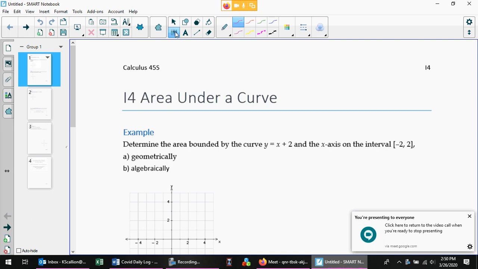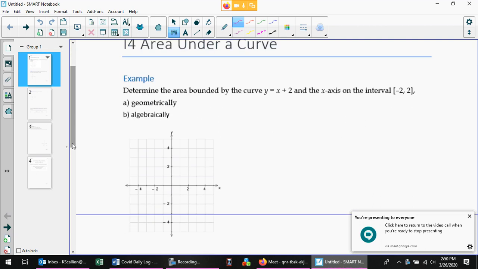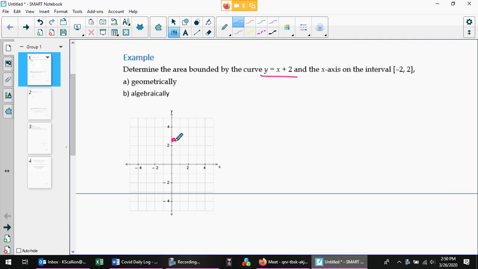We're going to determine the area bounded by the curve. So this is a straight line. So we're going to graph that, which I think we've already done a couple of times. Crosses at 2, and my slope is 1. So it's going to look something like this, and that'll be my line.